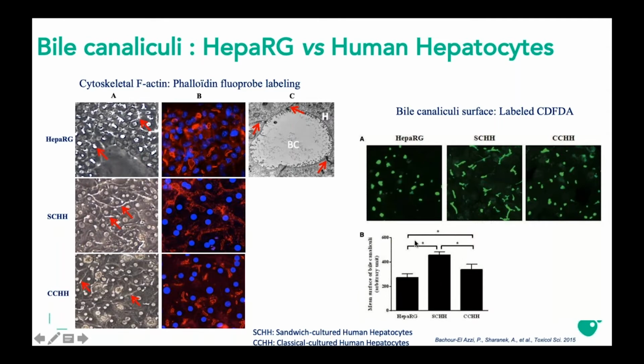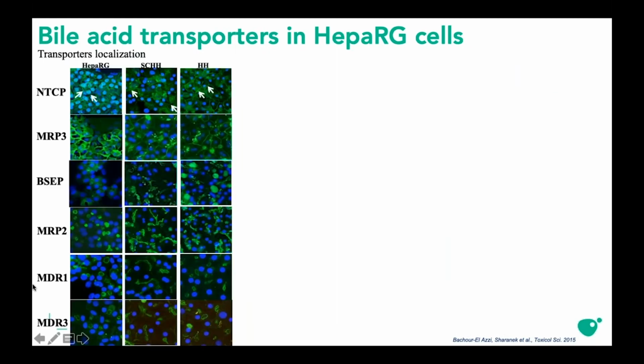And then we designed a study to assess the localization of main hepatobiliary transporters by immunofluorescence labeling in both HepaRG cells and human hepatocytes. NTCP was localized at the sinusoidal membrane domain in HepaRG cells and the human hepatocytes, either in sandwich culture or classical culture. MRP3 was exclusively localized to the basolateral membrane domain in all liver cell models, with a more intense labeling in HepaRG cells. BSEP, MRP2, MDR1, and MDR3 were localized to the canalicular membrane domain in all three models.